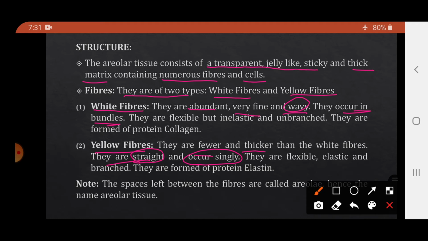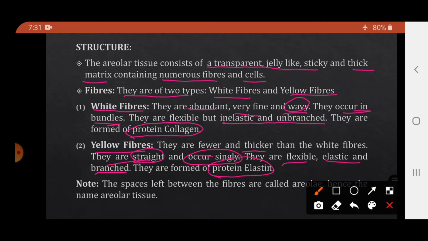Now the white fibers, they are flexible but are inelastic and unbranched, whereas the yellow fibers, they are also flexible but they are elastic and they are branched. The white fibers are made up of the protein called collagen, whereas the yellow fibers are formed of the protein called elastin. So these are the structures of the yellow and white fibers.